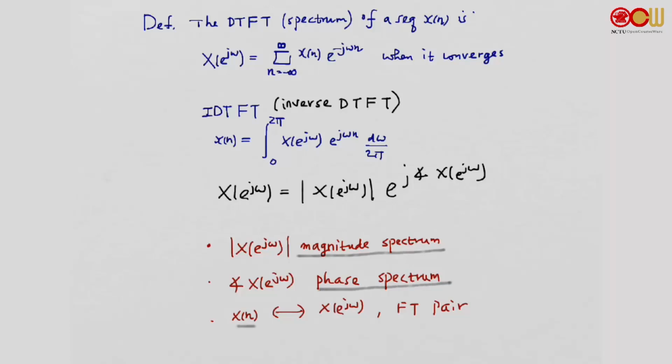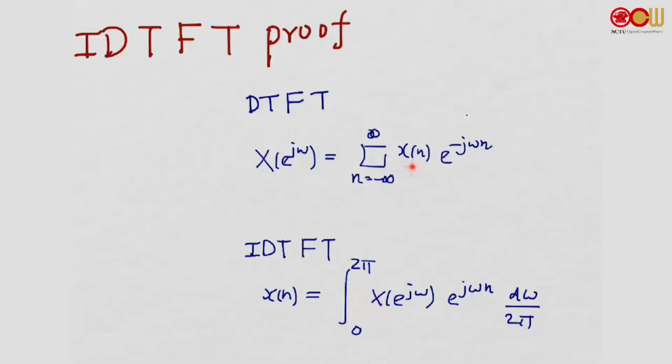And this sequence and its spectrum is called a Fourier transform pair. Sometimes we just say Fourier transform, skipping discrete time, if it's clear from the context that we're talking about the discrete time Fourier transform. The spectrum has all the properties that we mentioned for frequency response, like it is periodic with a period 2π. From the sequence, we can always compute the DTFT X(e^{jω}).